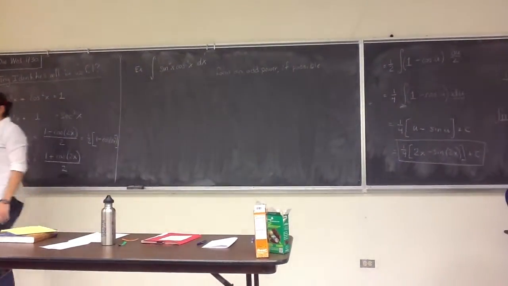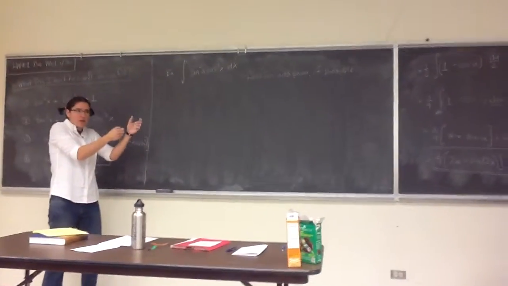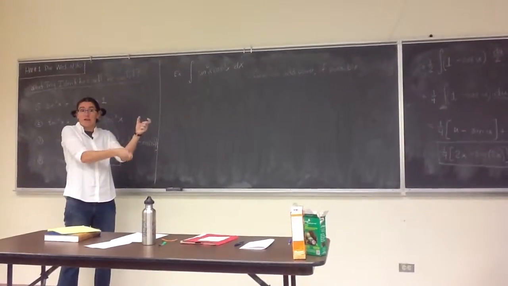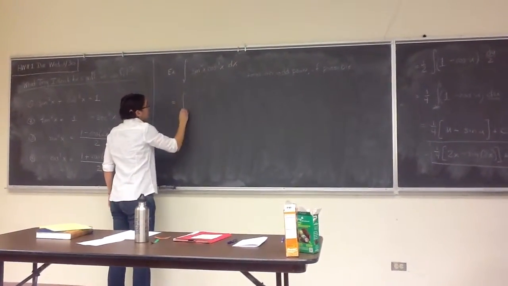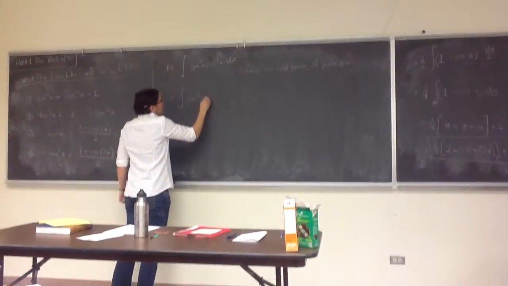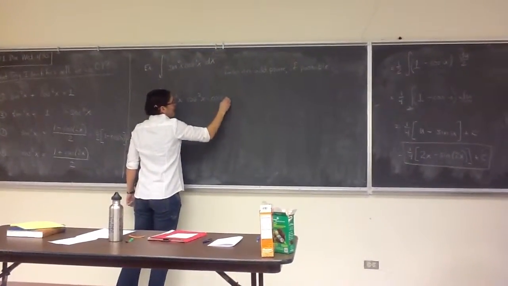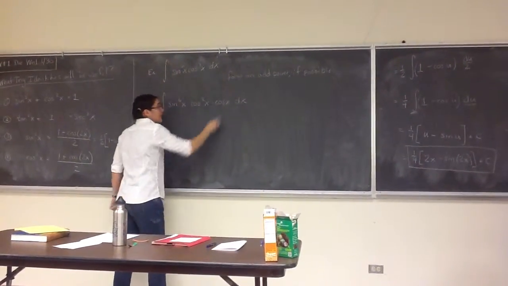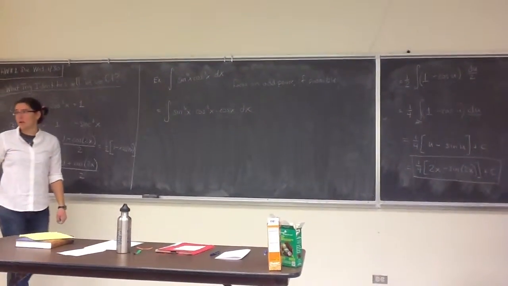Now, our technique for working with these odd powers is, let's pull one of those cosines off to the side and use that for canceling with the derivative of our u. So I'm going to immediately rewrite this as the integral of sine to the sixth of x times cosine squared x times cosine of x dx. And this last cosine here is the one that I want to cancel with my derivative.